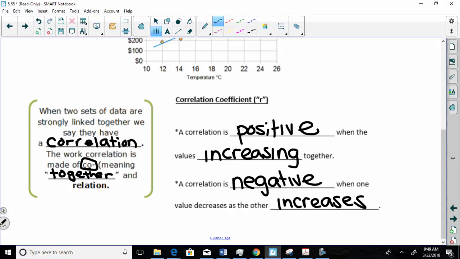Does this make sense so far? Yes. Okay. All right, so I'm going to go to the next page.